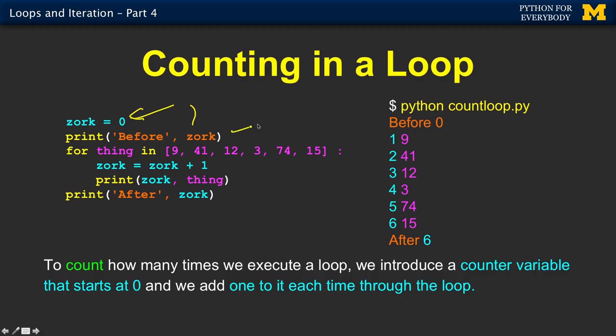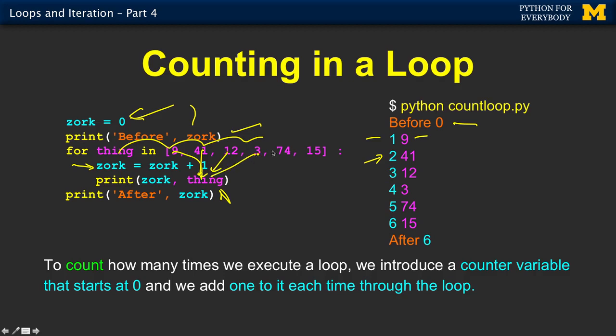So far, how many have we seen? Well, we've seen 0. Then thing is going to be 9, 41, 12. So thing is the iteration variable. Each time through the loop, we add 1 to zork. Increment is another word for this. Zork equals zork plus 1. We print out the thing we're looking at, and we print out the current value for zork. The first time through it's 9, and that's the first thing we saw. 41 is the second, and each time this goes up by 1.